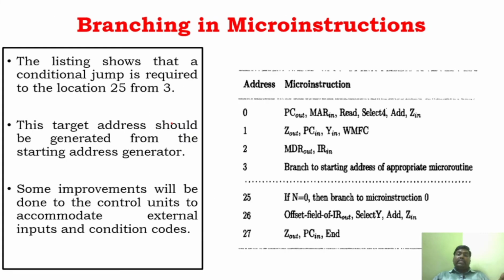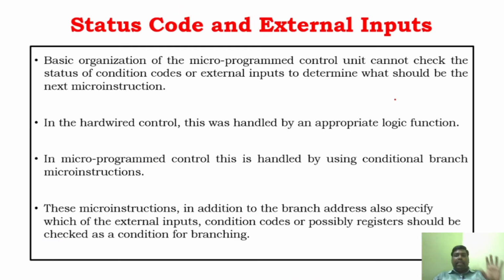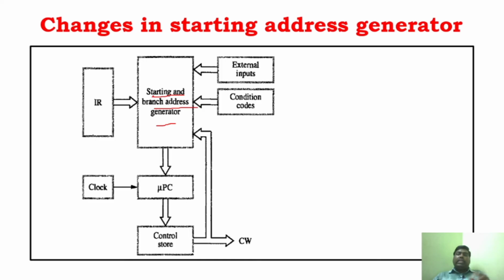But in the previous diagram, what you have seen is a starting address generator. It will just generate the address of the instruction which it is going to execute, right? That address only it will generate. But here it is changed to a starting and branch address generator. It will generate either the starting address or the branching address based upon the instruction which is received here, right?